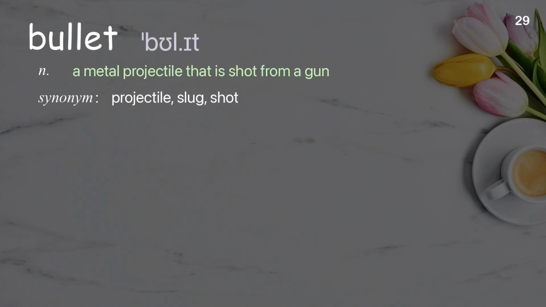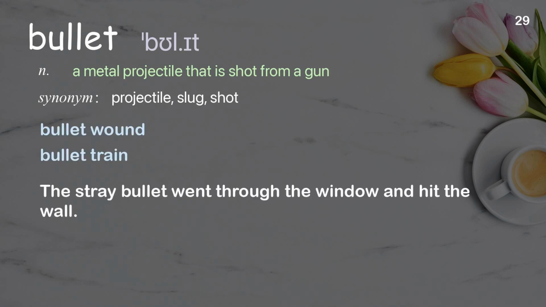Bullet: a metal projectile that is shot from a gun. Examples: bullet wound, bullet train. The stray bullet went through the window and hit the wall.